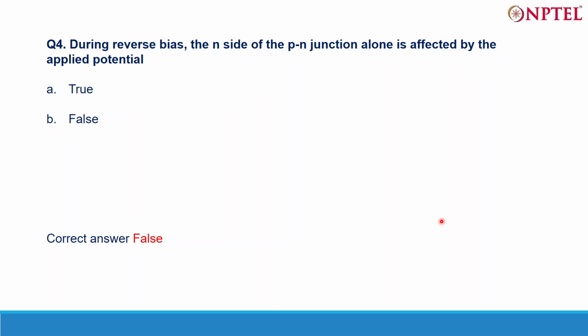Let me show you also. So this is basically a false statement. The N side of the PN junction alone is not affected. Both the sides are affected. And let's see how it's a false statement.